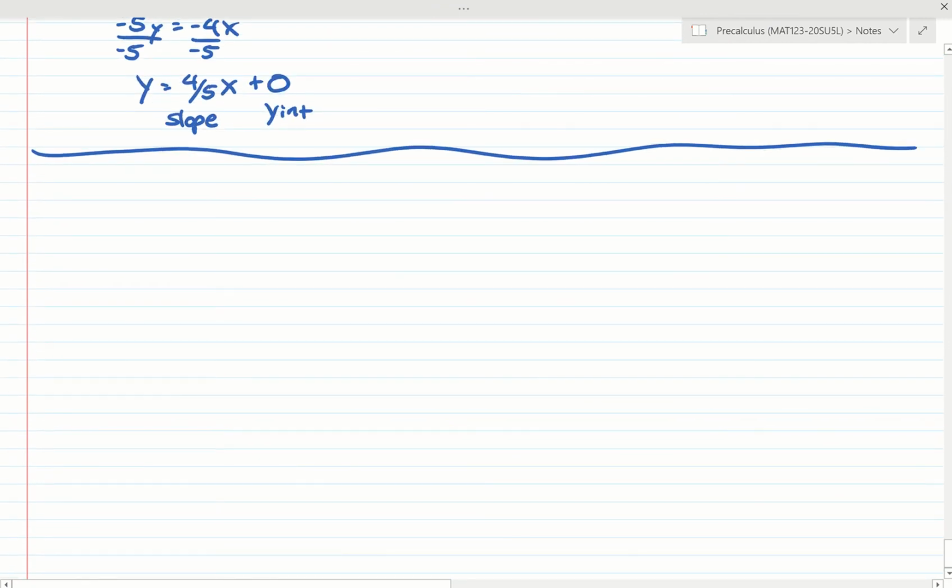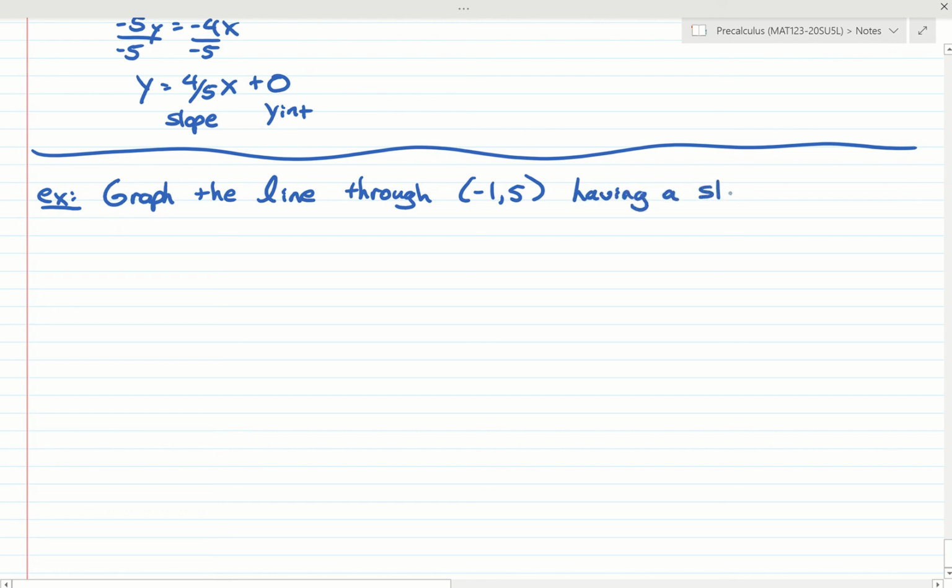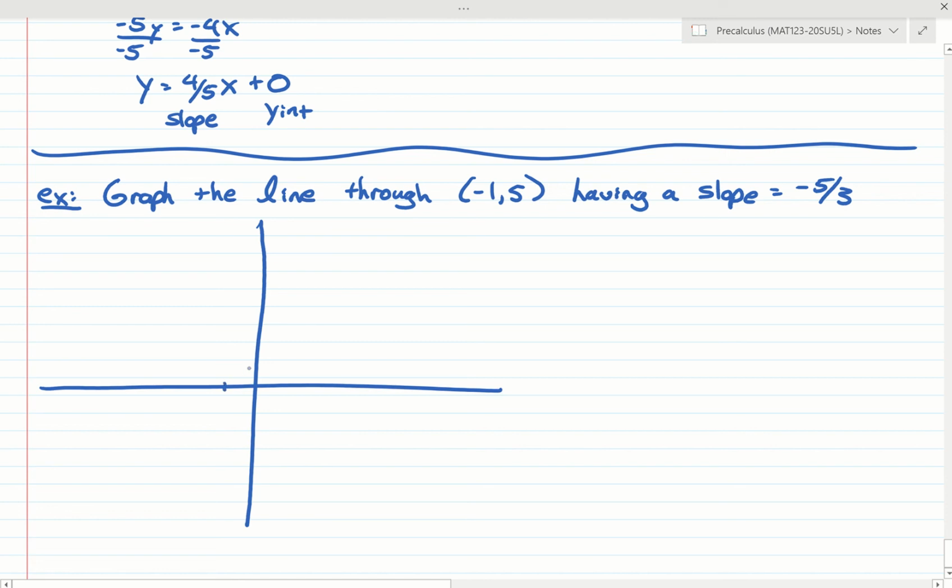Last example for this lesson is let's graph the line through -1, 5 having a slope equal to -5/3. Okay, so our point was -1, 5, right there. Now from there, the slope is -5/3.